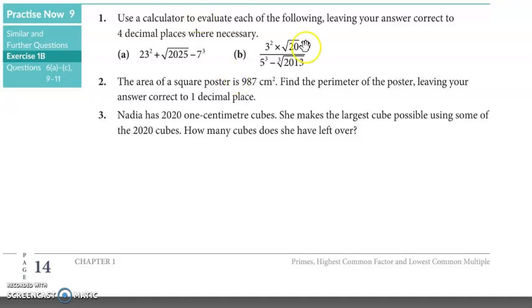Okay, so try those, and then you come back and check your answer. So I want you all to try practice now 9. It involves some concepts that you should have learned in primary school. There's one on area and perimeter, and one on the cubes again that we have seen in the previous practice now example. But it's slightly different here. So try before you come back to check your answers.